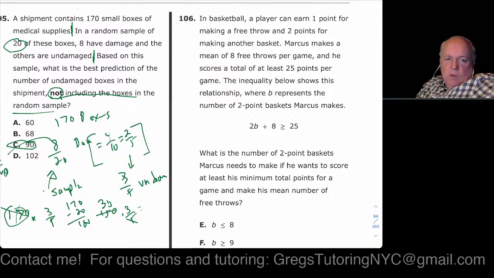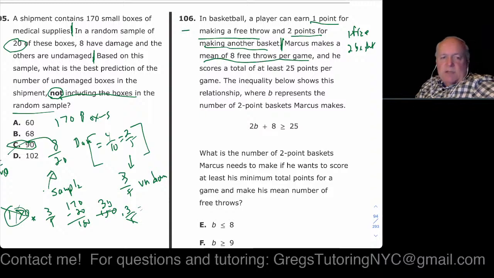Okay, so in basketball, we're doing 106. A player earns 1 point for making a free throw, and 2 points for making a basket. So we have 1 point for a free throw, and 2 points for making a basket. 1 free throw, 2 basket. Okay, we're up to here. Marcus makes a mean of 8 free throws per game. Okay, that means that's his average.